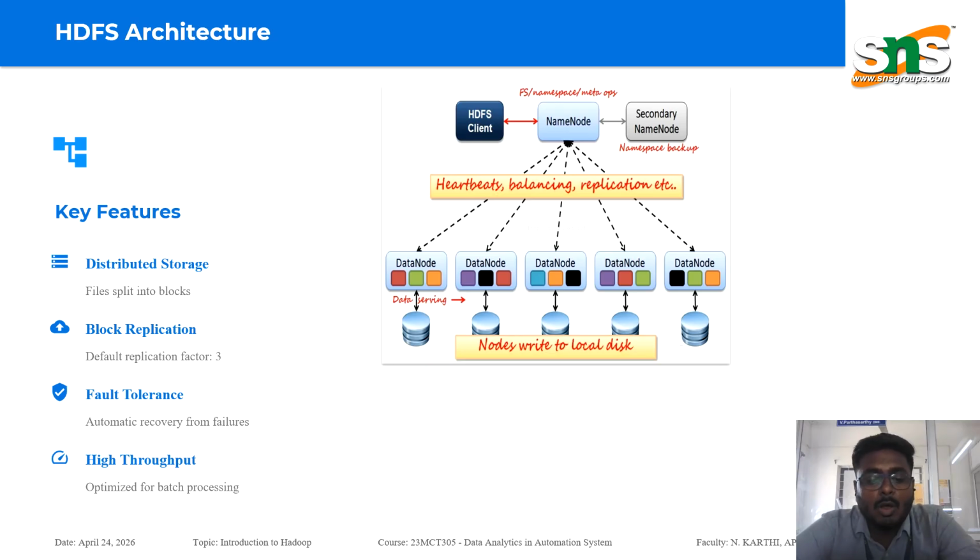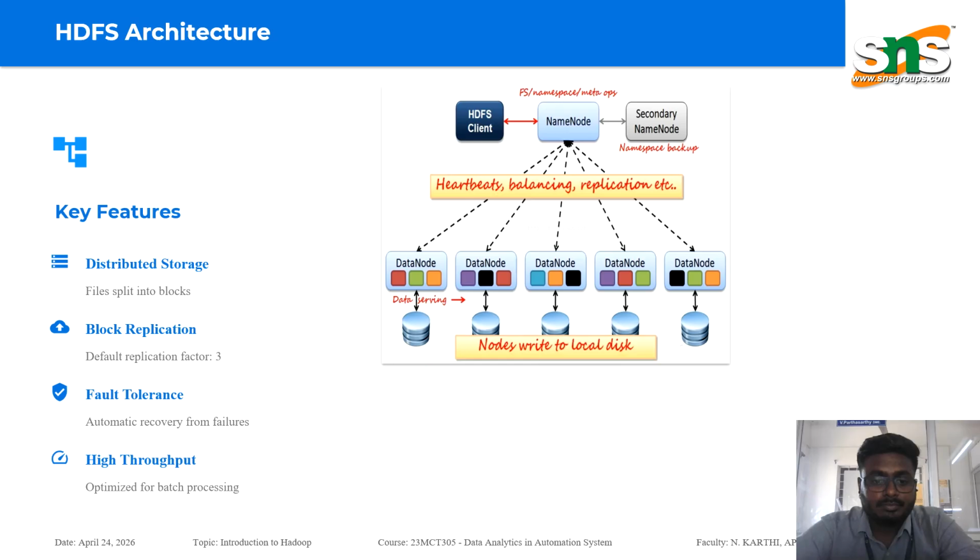HDFS is optimized for high throughput, which means it is best suited for batch processing rather than real-time processing. The key features in the architecture are distributed storage, in which the files are split into blocks, and secondly block replication, where the default replication factor is 3. The third is fault tolerance, high efficiency and high throughput.